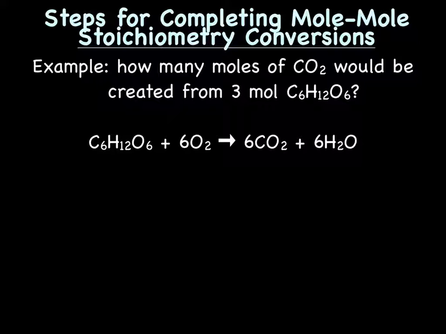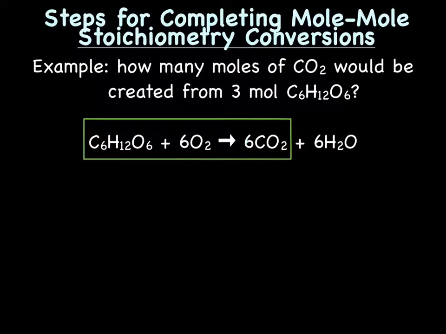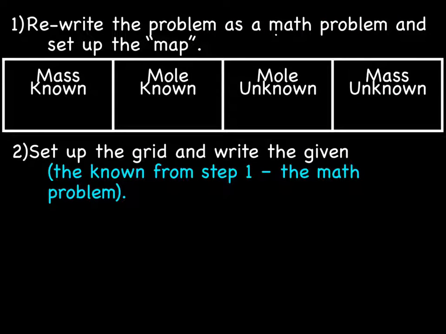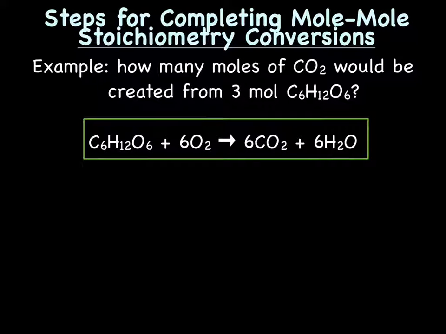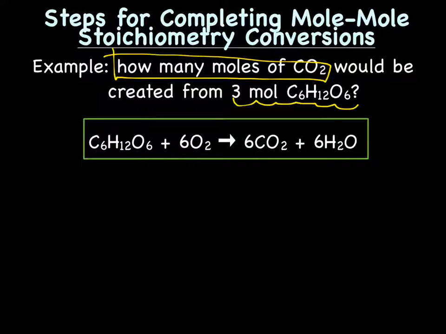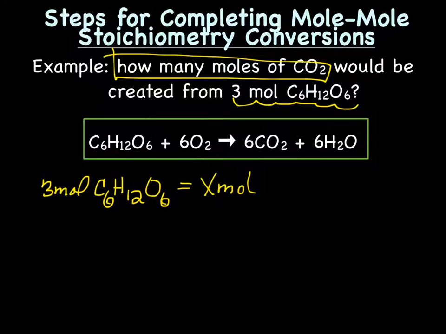And of course, to be doing mole-mole stoichiometry conversions, we need to have a balanced equation, which is right there. We have C6H12O6 plus 6O2, producing 6 CO2 and 6 H2O. Step 1, rewrite the problem as a math problem and then set up the map. So let's write our math problem. Our question, our X, is how many moles of CO2? And what we know is that we're starting with 3 mole of C6H12O6. So our math problem will look like 3 mole of glucose equals X mole of CO2.